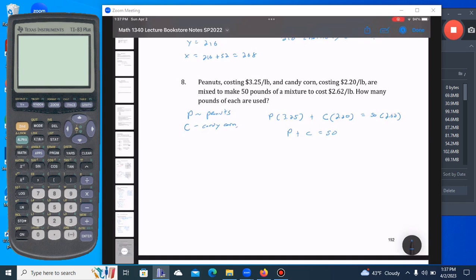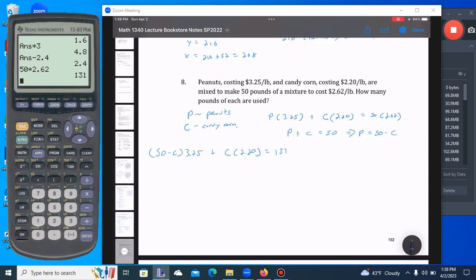Right. So for this one, again, I'll probably do substitution. Solve this for P. So P equals 50 minus C. Then substitute that in for P. So 50 minus C times 3.25 plus C times 2.20 equals, and then 50 times 2.62 is 131.